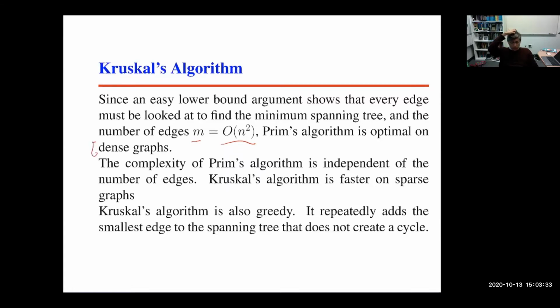But when the graph is sparse, when it has relatively few edges, when m is little o of n squared, the algorithm I'll talk about today, Kruskal's, can be fastest. It's a different greedy idea on how you find a minimum spanning tree. Basically, it's going to start by repeatedly adding the cheapest edge that does not create a cycle.